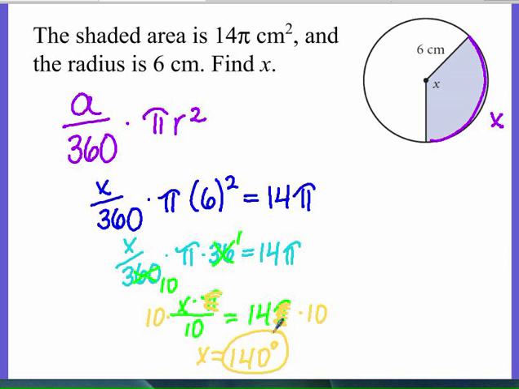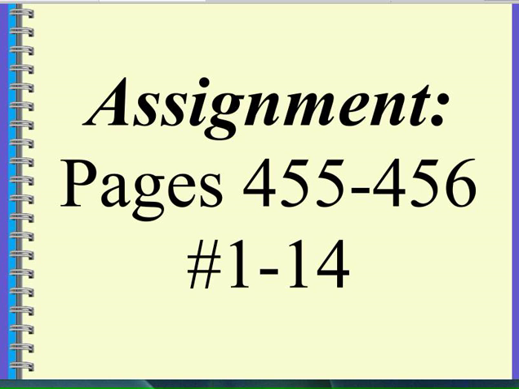So I'm going to warn you, the segments are going to take you a little bit of time. You're looking at pages 455 through 456, problems 1 through 14. Please take your time. Please show your work. If you have questions, please ask.